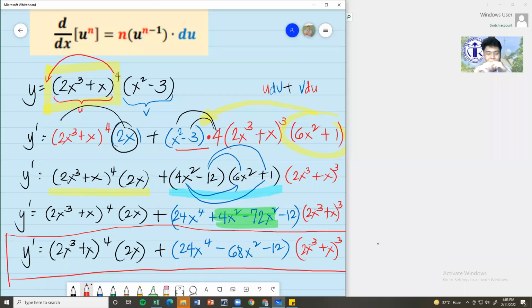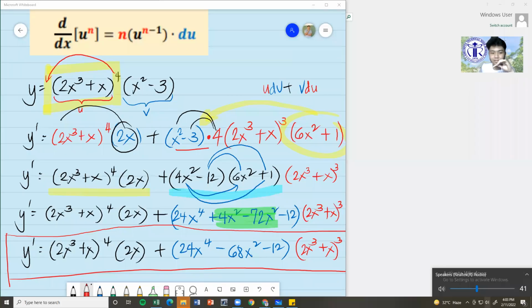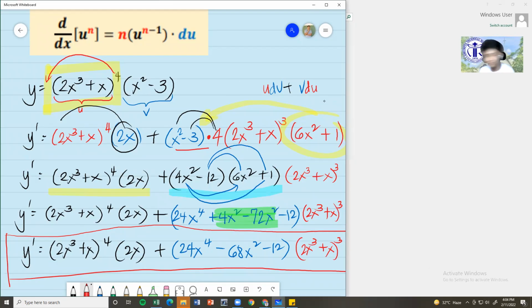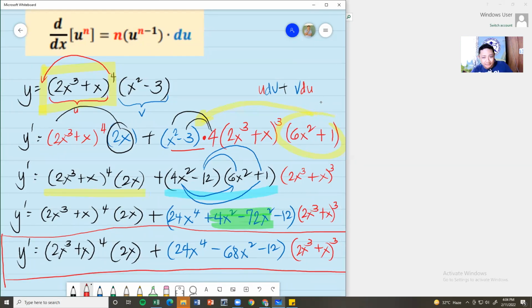Sir, naguguluhan pa rin po ako kasi po, di ba sabi niyo po, pwede pong i-distribute yung 4 dun sa mga nakaparenthesis na walang exponent. Yung pong 6x squared plus 1 nga po, wala po siyang exponent. Pero bakit po di siya na-distribute doon and natabi lang po siya dun sa isa? Sure, sure. Thank you for that. That's also a valid question.